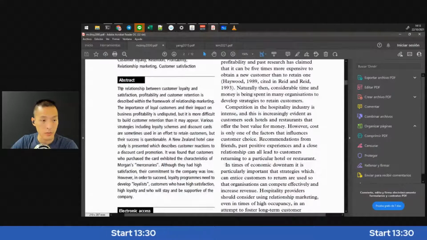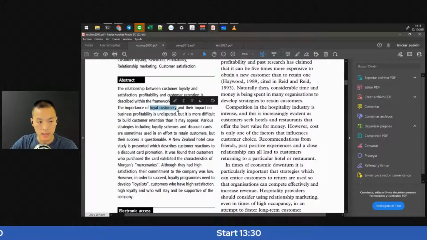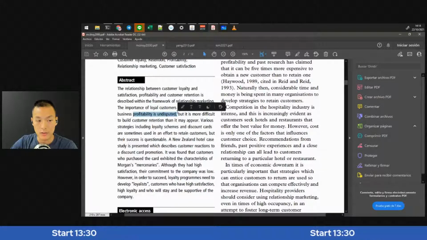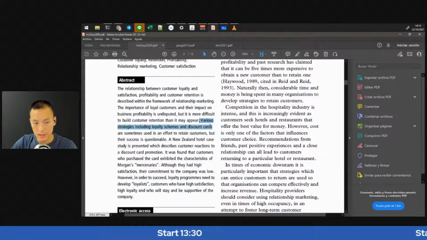So the abstract says the relationship between customer loyalty and satisfaction, profitability and customer retention is described within the framework of relationship marketing, right? And then they talk about how loyal customers and their impact on business profitability is undisputed, because you want customers who will come back years after years after years, right? And then various strategies have been concocted, including discount cards to retain customers, but their success is questionable, right?